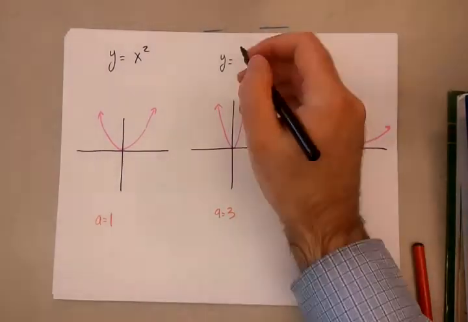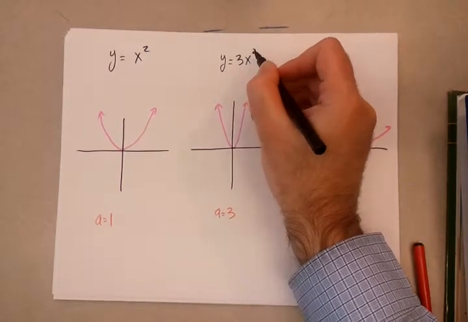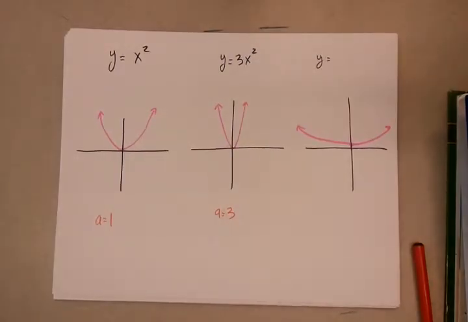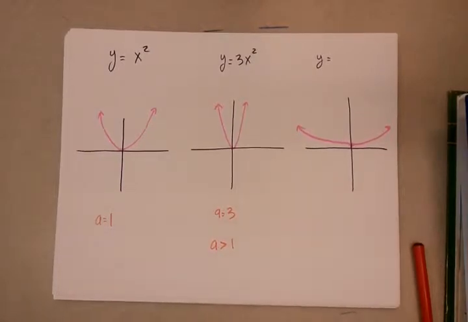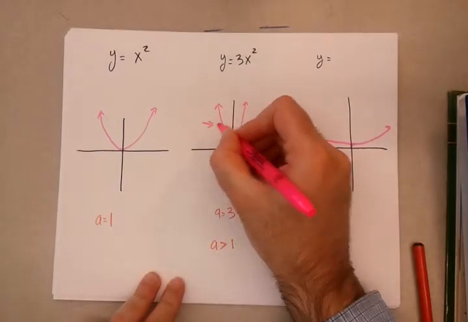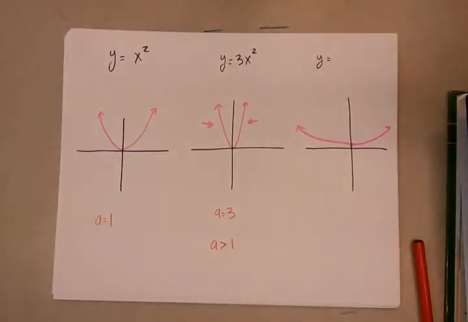So we get 3x squared. If the number is greater than 1, so if a is greater than 1, the parabola will shrink or narrow down or become more acute. So the parabola will squeeze in, become narrower, or become more acute depending on how you like to phrase it. Anytime you have a number that's greater than 1, and the larger the number, the narrower the parabola gets.